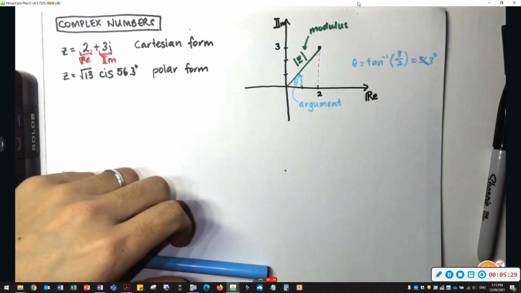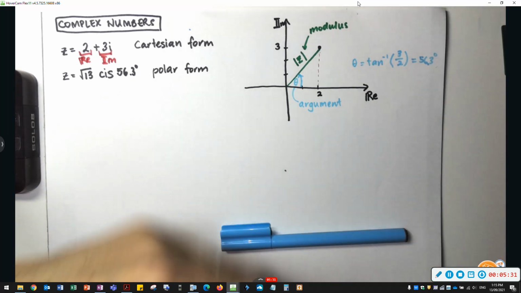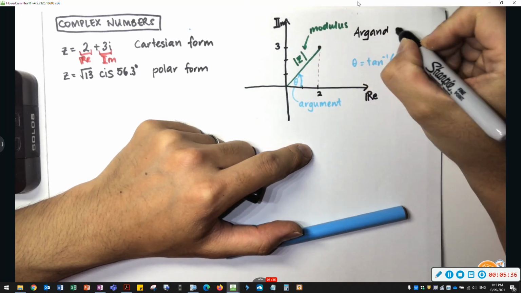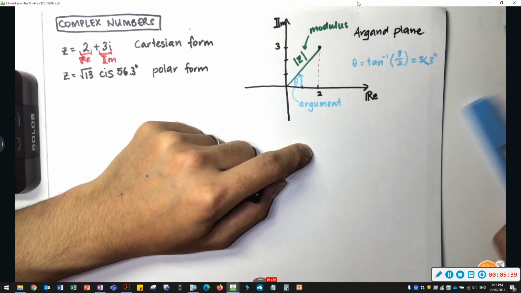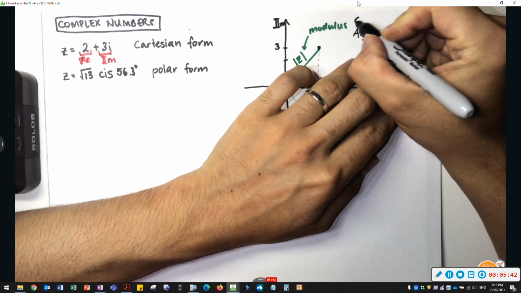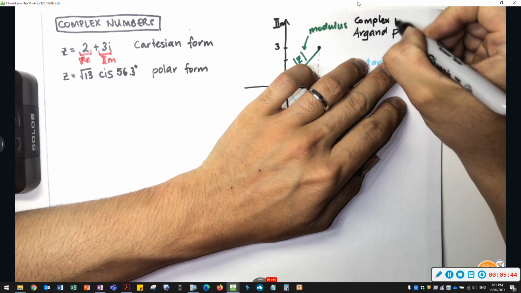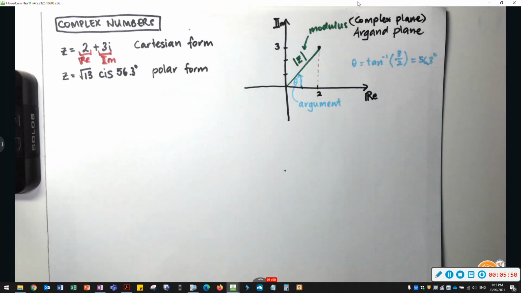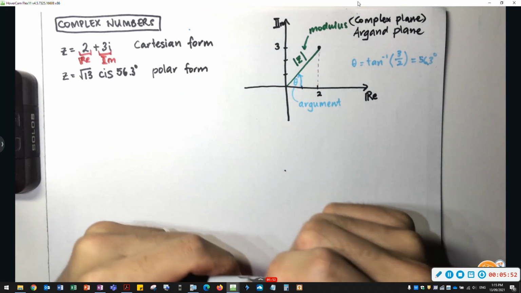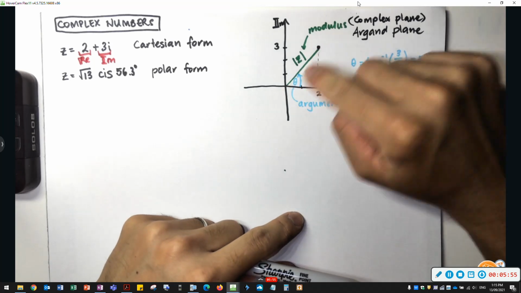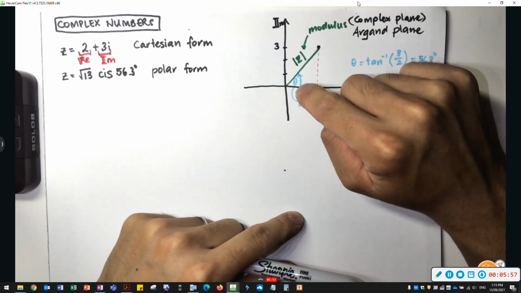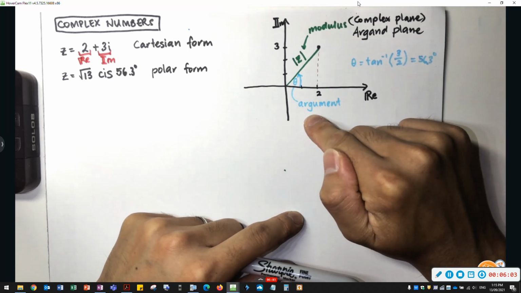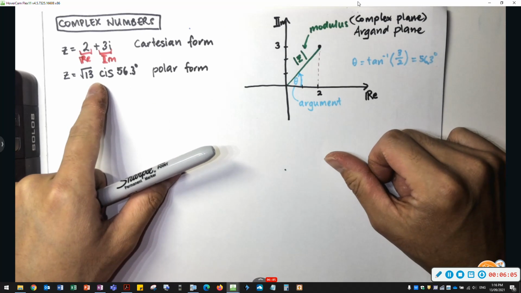Now this special plane has a name. It's called the Argand plane. It's not called the Cartesian plane. It's also known as the complex plane. You can also write this complex number in terms of a length, the distance from the origin to the point, and also the angle. The distance is called modulus, the angle is called argument, and you write it in this form.